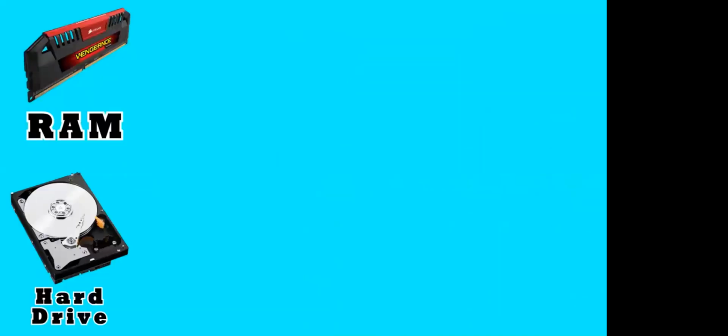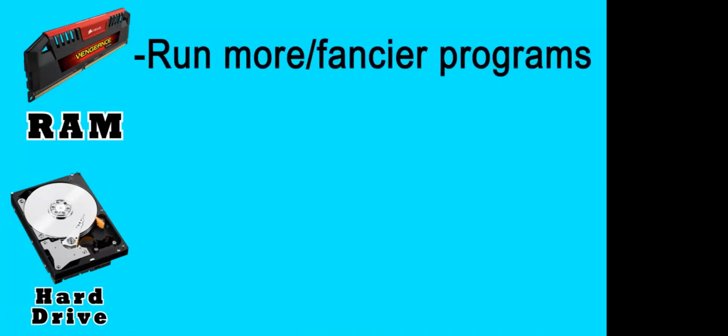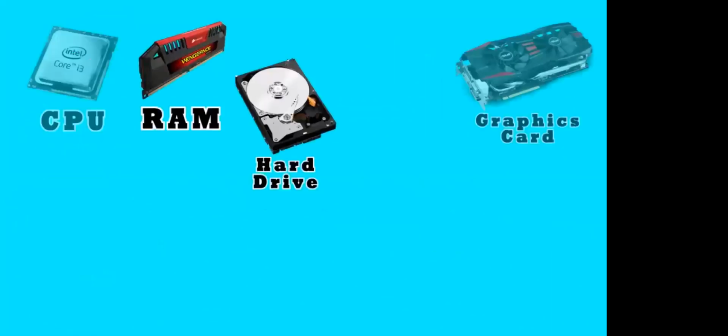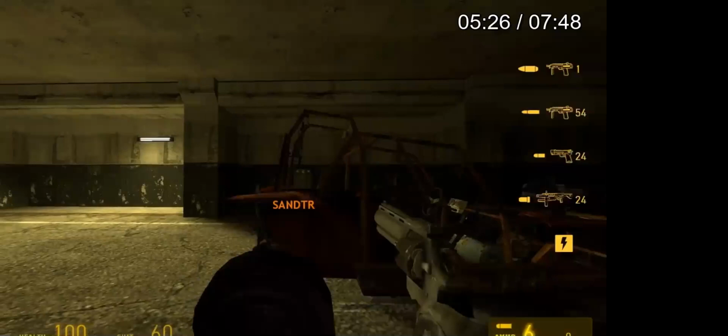From a user's perspective, just follow this rule of thumb. RAM allows you to run intensive programs, while disk space allows you to have more programs installed. It also allows you to have more of the data they're referencing, whether it be pictures, videos, or mods. And finally, we get to the graphics card.